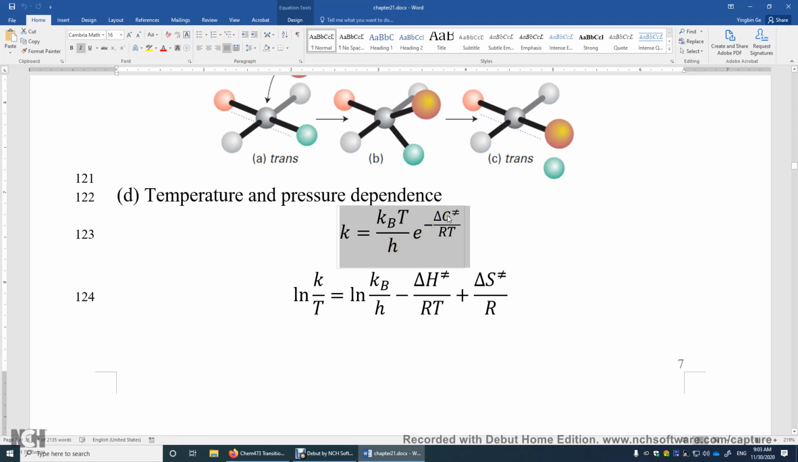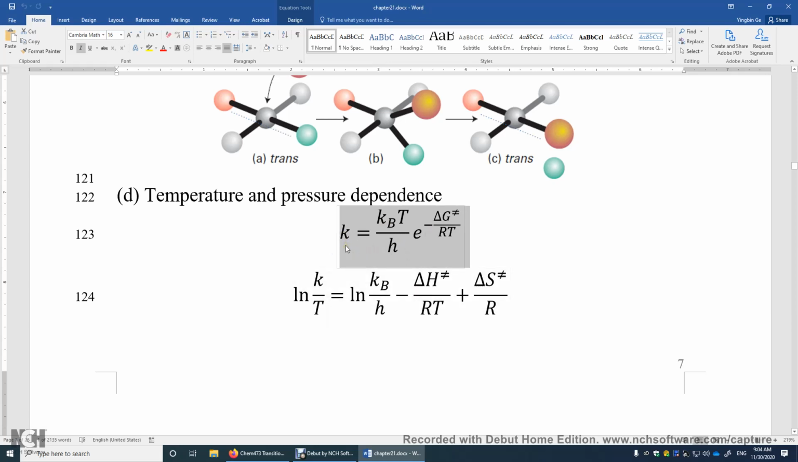G is Gibbs energy. Delta G double dagger is just the Gibbs energy of the transition state minus the Gibbs energy of the reactant. R is the gas constant. T is the temperature. Pay attention to the negative sign. The larger the delta G double dagger, the smaller the reaction rate constant. And we can transform this equation from here to here. We can divide both sides by temperature T.